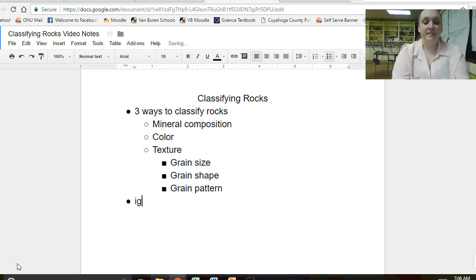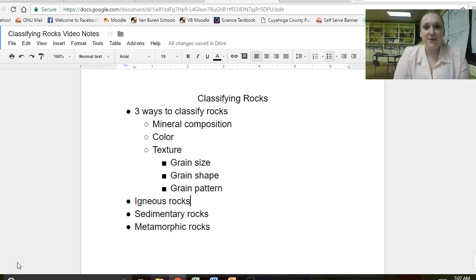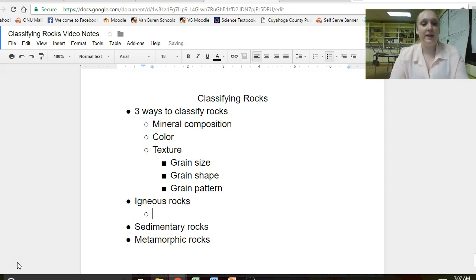So we have igneous rocks, we have sedimentary rocks, and we have metamorphic rocks. So igneous rocks are going to be formed by the cooling of magma or lava. So we can go ahead and put that under igneous rocks, formed by the cooling of magma or lava.